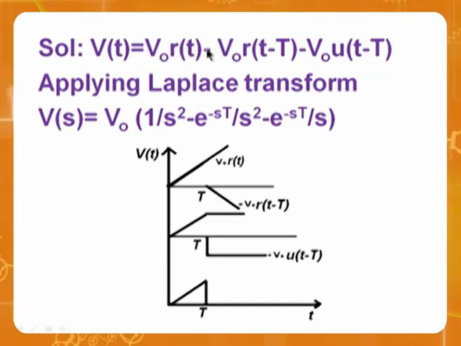That means V naught r of t, V naught r of t minus t, minus V naught u of t minus t. So these portions are cancelled. You got a step here. So this is called sawtooth wave. So sawtooth wave means that extra portion u of t has to be removed. Now please Laplace transform: V naught by s square, V naught by s square into e power minus ts, minus V naught by s, not s square, because step is only s. So this is your Laplace transform of that signal.